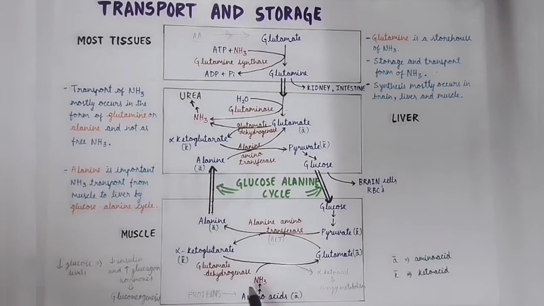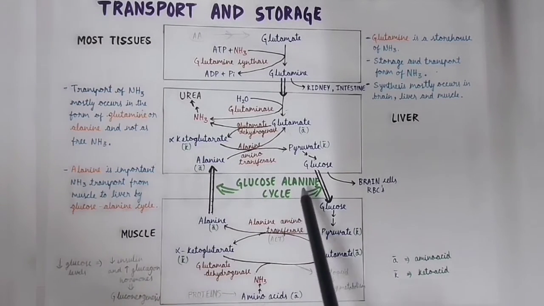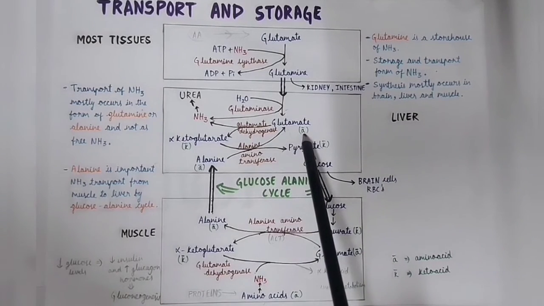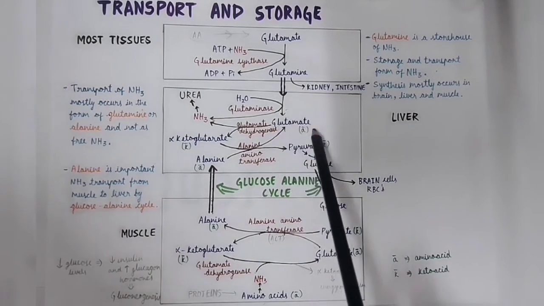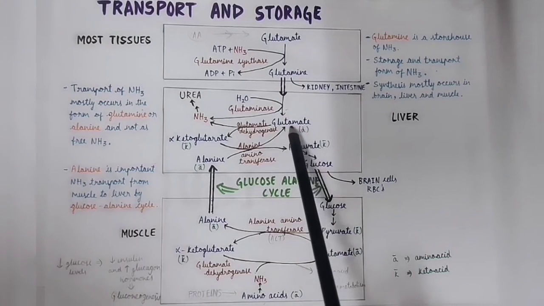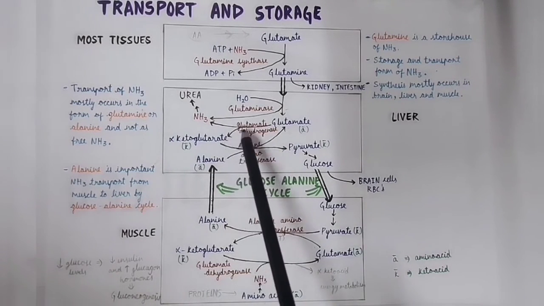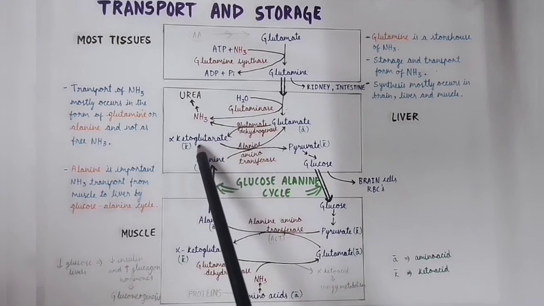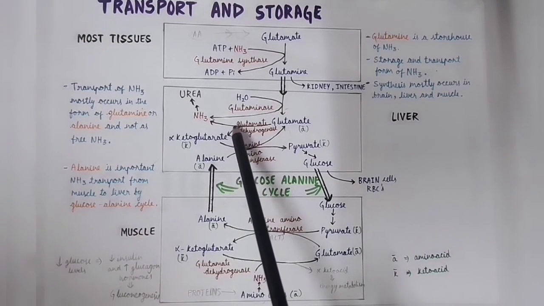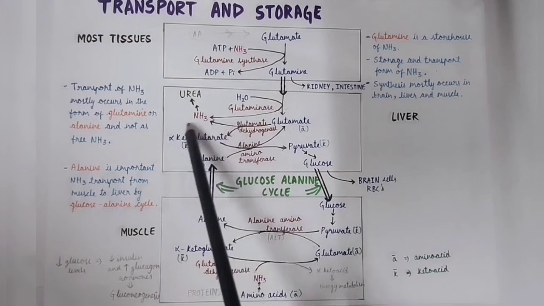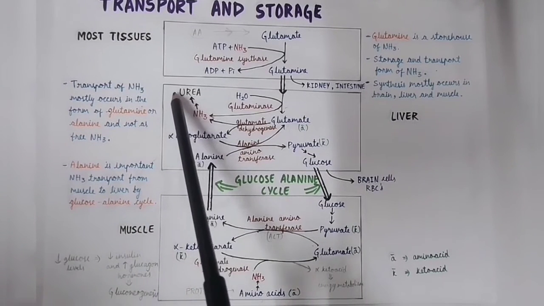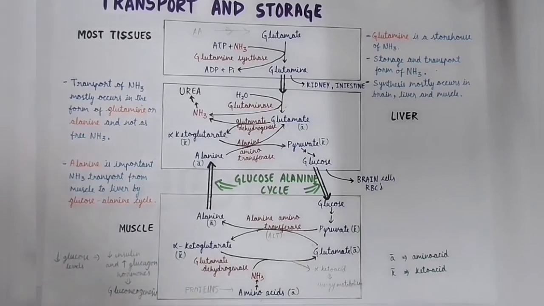Now if we look here, this amino group of the amino acid in the skeletal muscle is transferred to the glutamate of the liver. Now this glutamate can undergo the glutamate dehydrogenase reaction, which is broken down into alpha ketoglutarate, and ammonia is liberated. This ammonia enters the urea cycle and is excreted through urine.